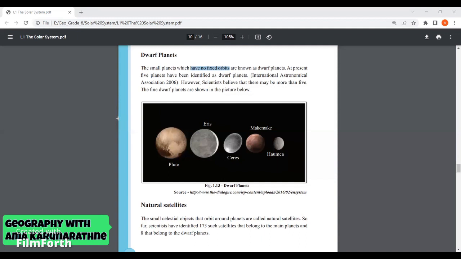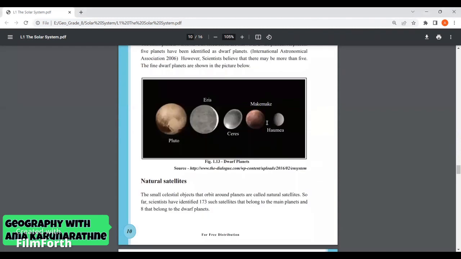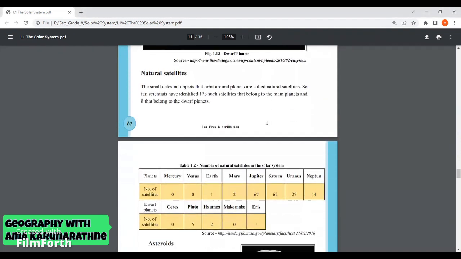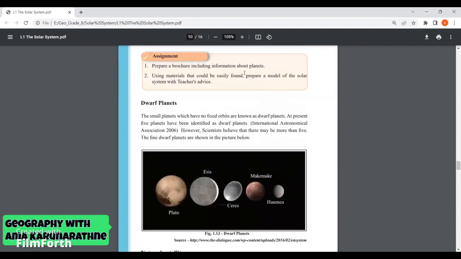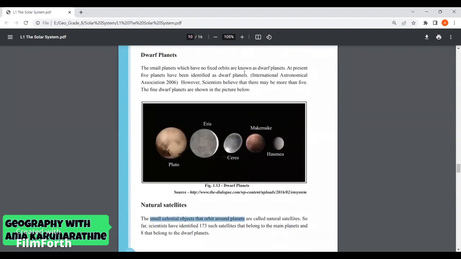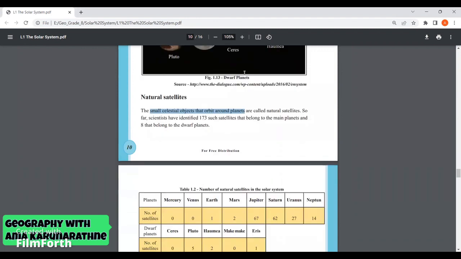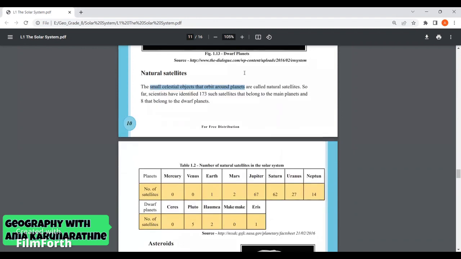Okay, so that's about dwarf planets. Then let's move on to natural satellites. What are natural satellites? These are small celestial objects that orbit around planets. So what were dwarf planets? They were smaller planets which have no fixed orbit. Natural satellites are small celestial objects that orbit around planets.